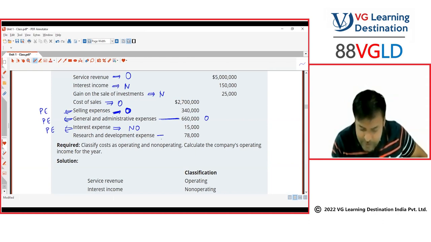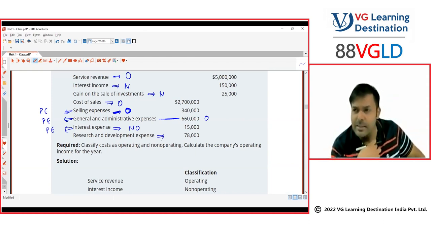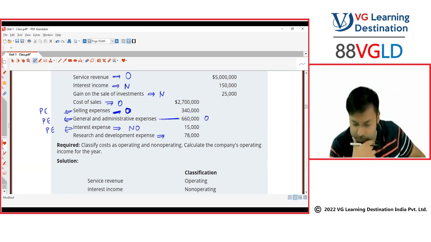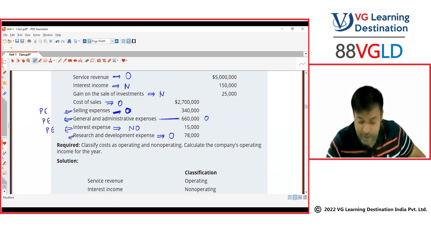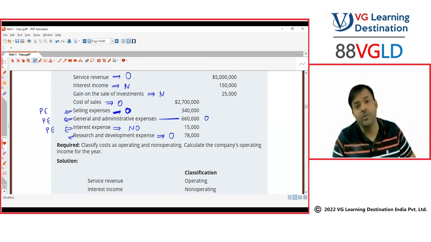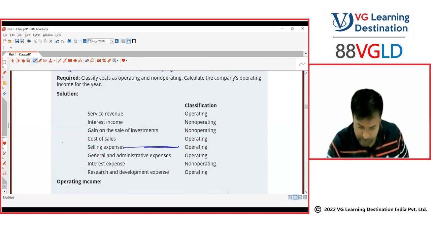Research and development, everyone. Research is related with my business or not? Yes. I want to research how I can make the best quality shirt. That research is related with the operation, so it is going to be operational. R&D is not manufacturing, because we are not looking for the actual manufacturing. We are looking for the actual manufacturing cost. I hope it is okay, everyone.